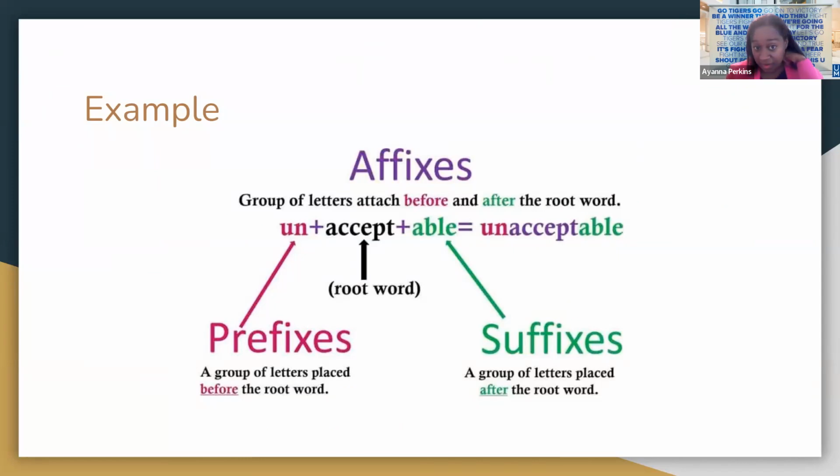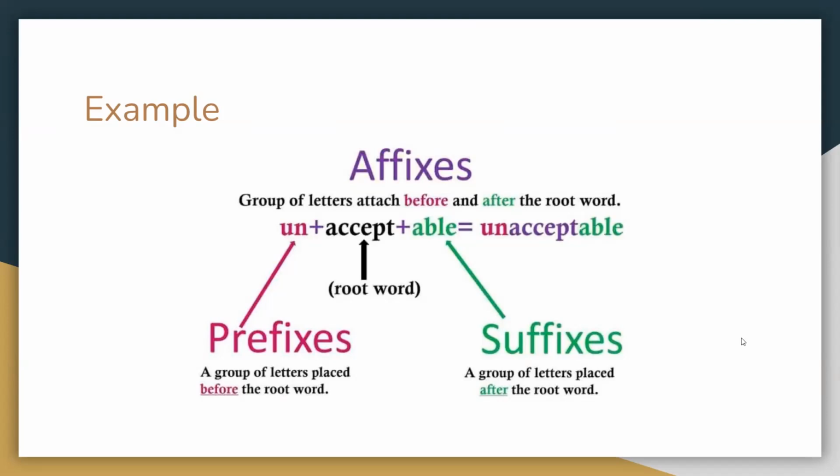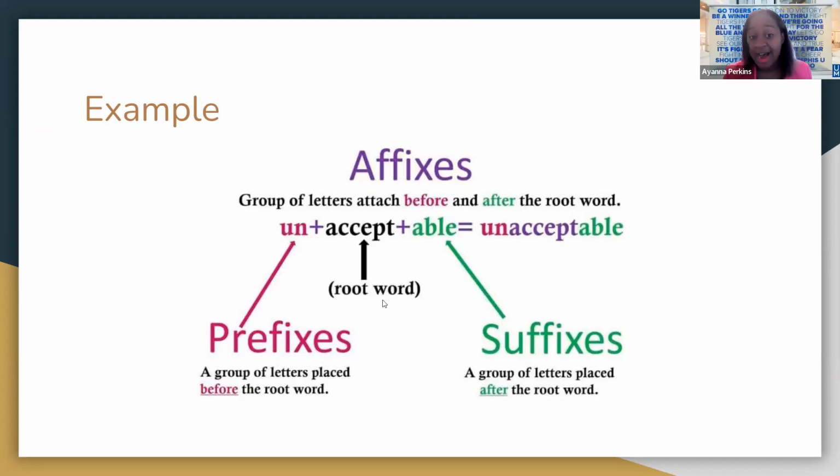So I did add an example for affixes because I just think that they're a powerful way of unlocking vocabulary for students. So we take the word accept, we can add a prefix. The root word is accept. The prefix is un. What does un mean, usually? Before. So, un usually means not. Before would be like pre, right? But un usually means not.